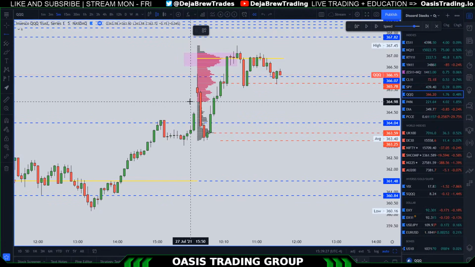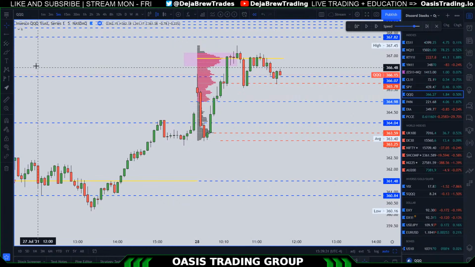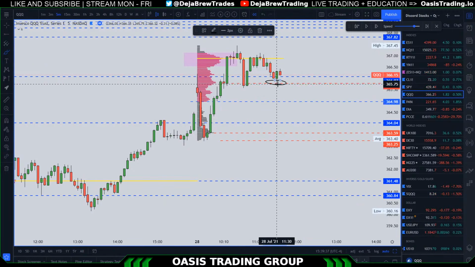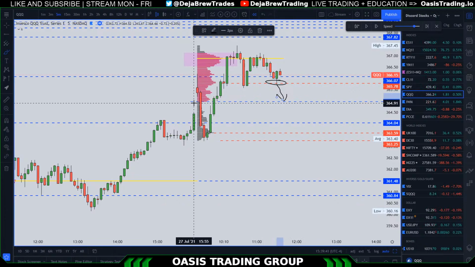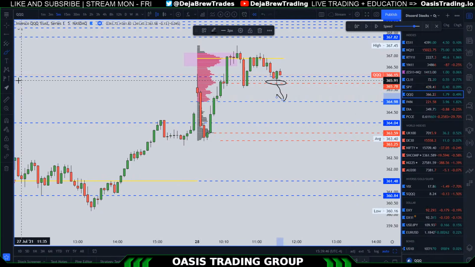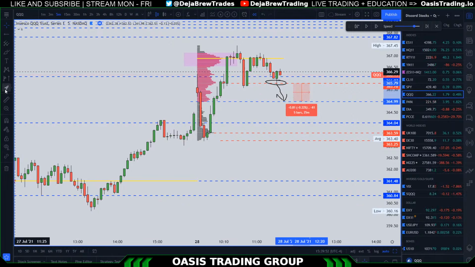The value area low is quite far away from where you're entering. So if you entered here off the initial balance high, you would have to be okay with seeing a drawdown all the way down to the value area low. And if you're okay with this drawdown, let's see, how much is that? That's like an 80-cent drawdown.